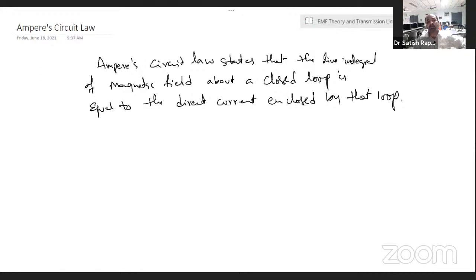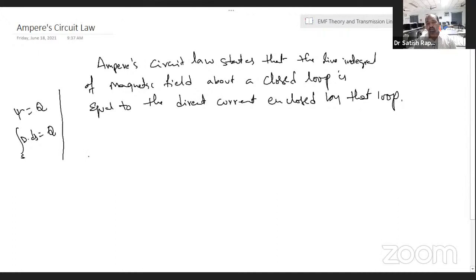Let me recollect Gauss law. What is Gauss law? The total flux passing through any imaginary surface is equal to the total charge enclosed by that surface, that is Ψ is equal to Q. So that means the surface integral of D dot dS is equal to Q. This is what we have discussed earlier in Gauss law.